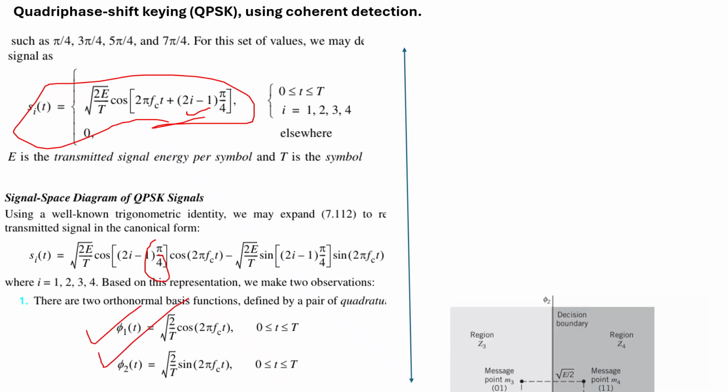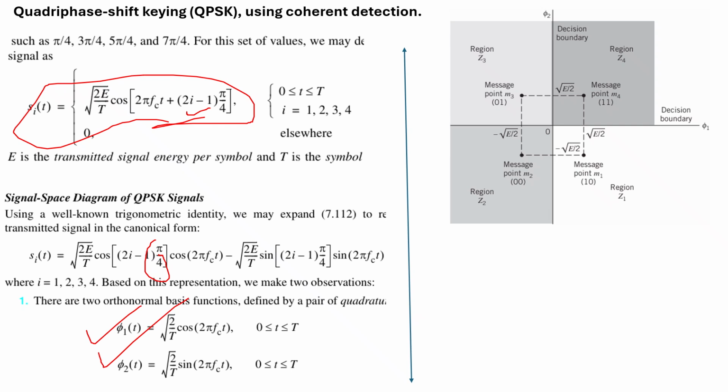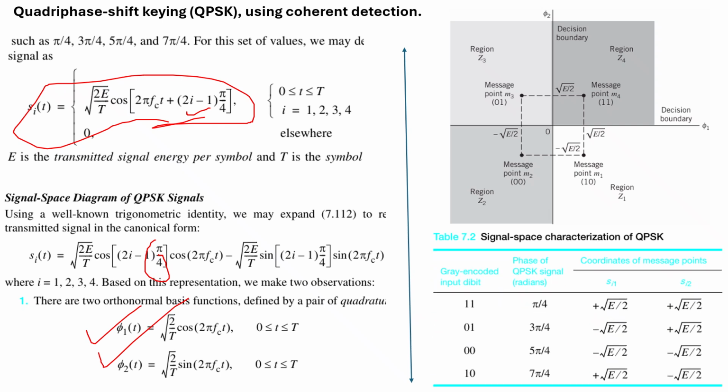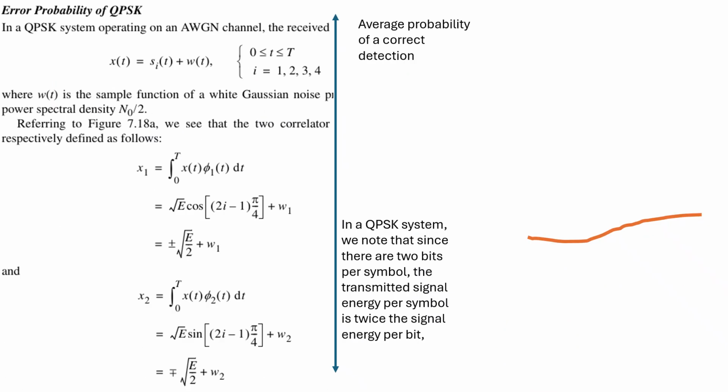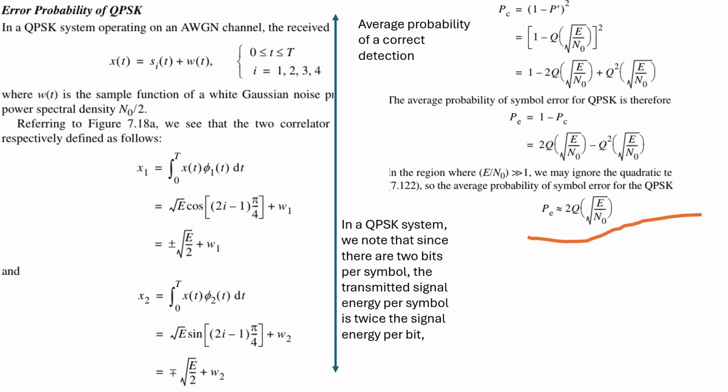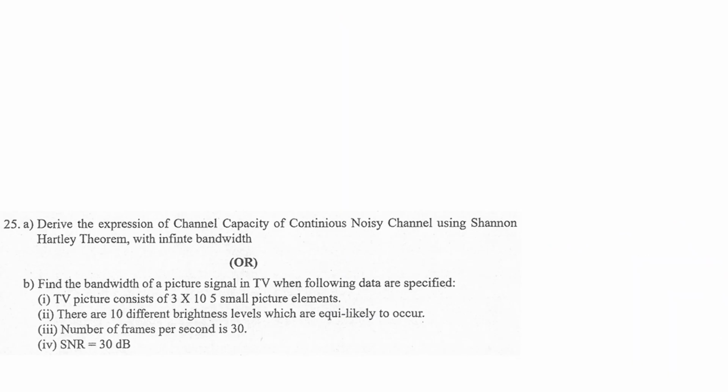After getting all these, you can draw the signal space diagram also, and then you can assign 00, 01, 11, 10, and like that. And also these are the corresponding angles for the different phases. So if you put these values, you will get all the signal equations for the QPSK. So probability of error also you can find out here for this QPSK.